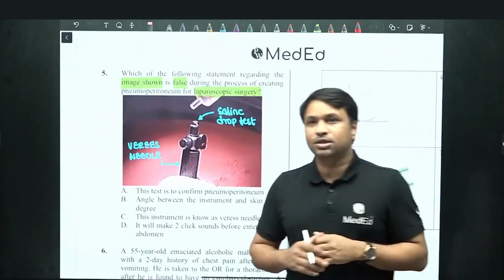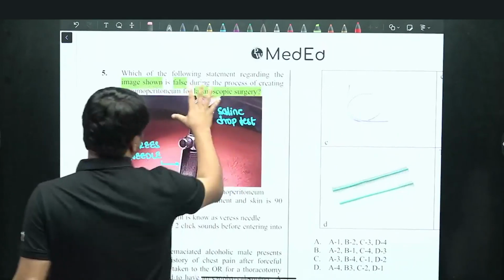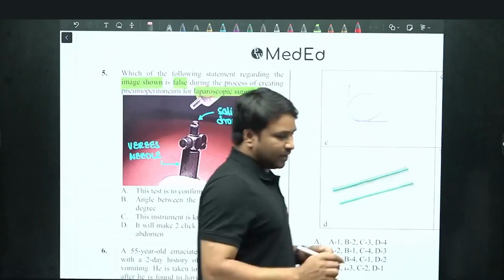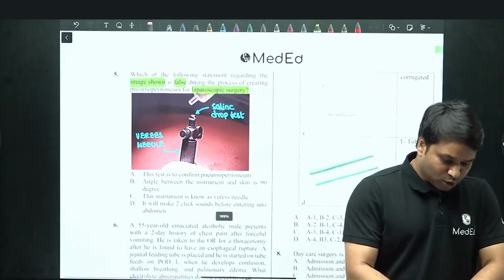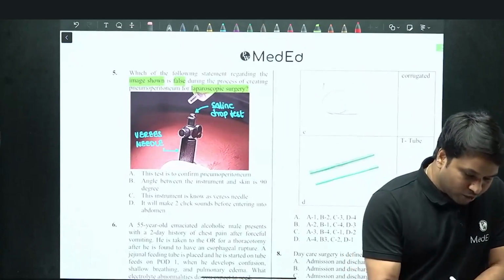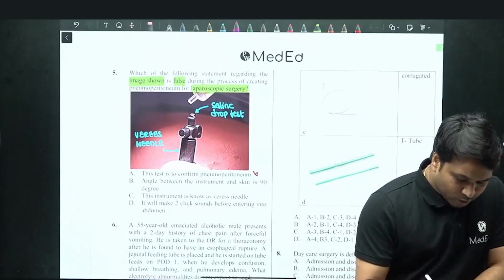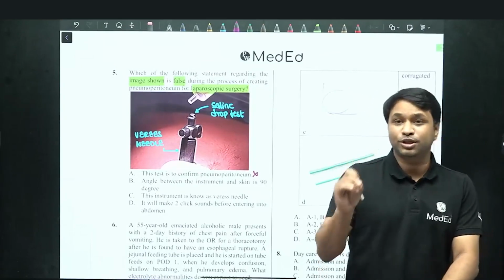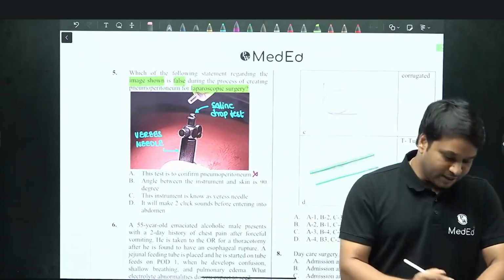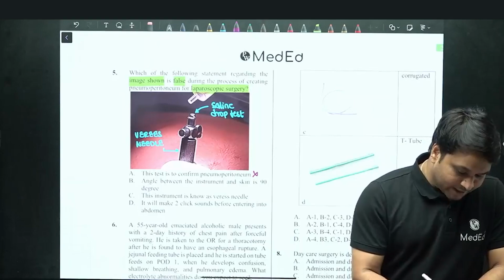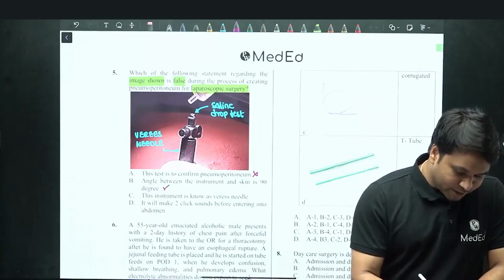The question says, which of the following is false in these four options that we have? Now, is this the test to confirm the pneumoperitoneum? I am not confirming the pneumoperitoneum. I am only confirming the position of your Veress needle. The angle between the instrument and the skin is 90 degrees. That is correct. This instrument is known as Veress needle.